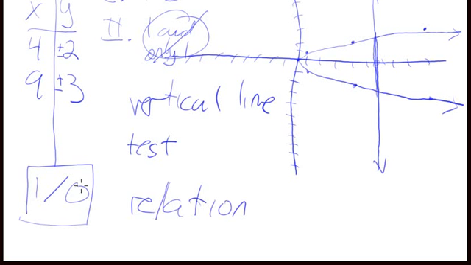A relation is just something that has inputs and outputs. You put something in, and you know that you're supposed to get something out. You know how to get something out of it. Okay.